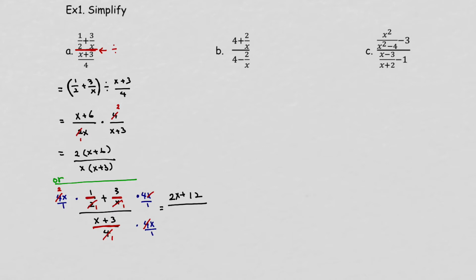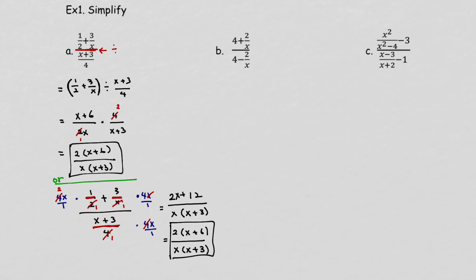Now for this one, you have x times x plus 3 remaining. And if you factor the numerator, you get 2 times x plus 6. The denominator is already in factored form. See? You will see that these solutions and this solution are identical. So no matter which method you use, you end up getting the same solution. I just wanted to show you there is more than one way of doing it, right?